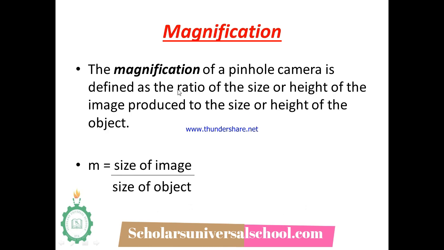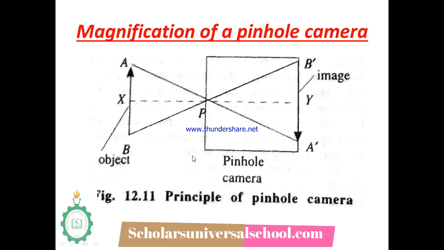The magnification of a pinhole camera is defined as the ratio of the size or height of the image to the size or height of the object. I've given you the mathematical form here, which is M equal to size of image over size of object. But you can also take it as height of image over height of object. This M here stands for the magnification. And let's take an instance.